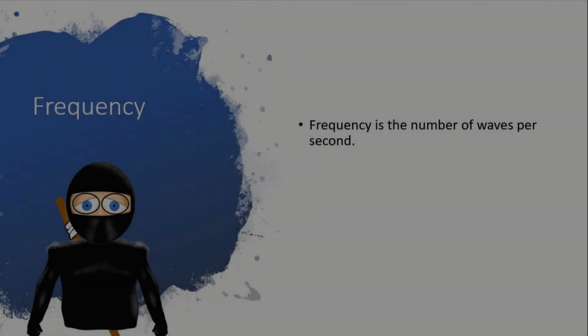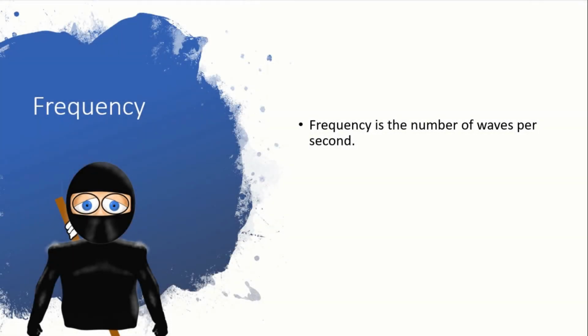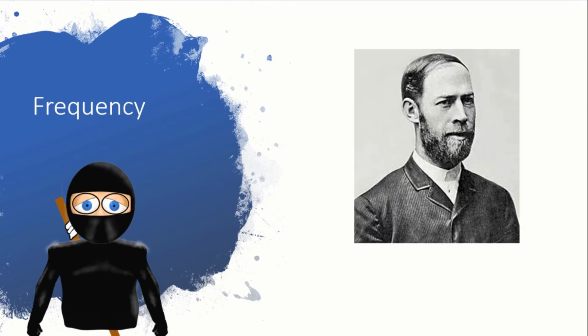So now we'll have a look at the frequency of a wave. The frequency is the number of waves per second. The frequency is measured in hertz. 10 hertz means that there are 10 waves being created per second, or passing a point per second. The unit's named after Heinrich Hertz, who was a German physicist from the 19th century. He did a lot of work on those elusive electromagnetic waves we mentioned earlier, before tragically dying at the age of 36 from disease.